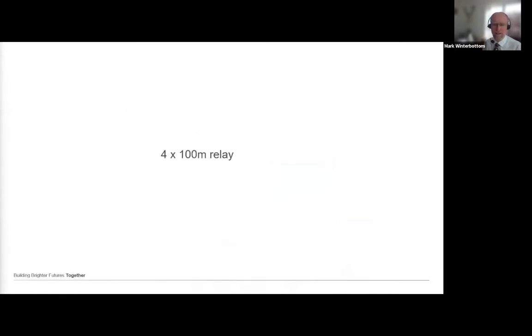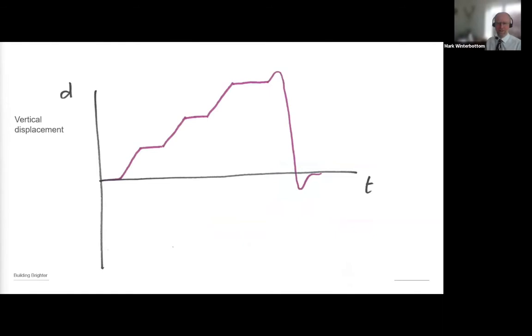Okay, you ready? Here we go. Oh gosh, right. Vertical displacement. So in other words, how high you are is the one on the left. How high you are. So again, this could be more like the high jump potentially. It could be, you're right. So it could be more like a high jump.